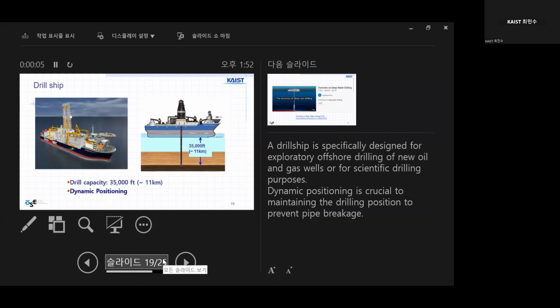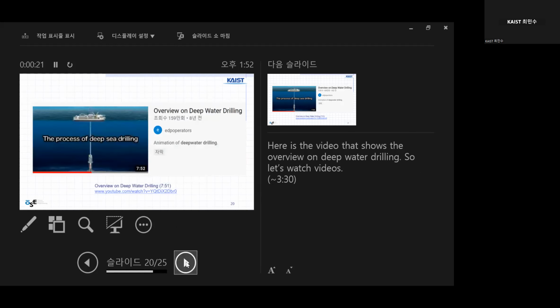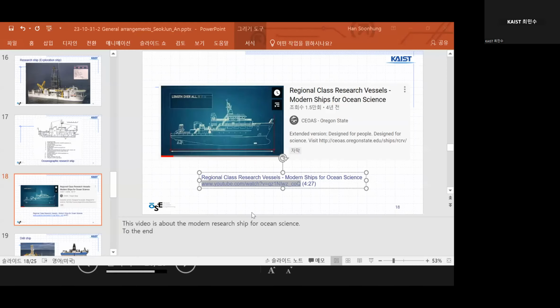Next, a drilling ship is specifically designed for exploratory offshore drilling of new oil and gas wells or for scientific drilling purposes. Dynamic positioning is crucial to maintaining the drilling position to prevent high breakage. So here is another video that shows an overview of deep water drilling. Let's watch this video shortly.